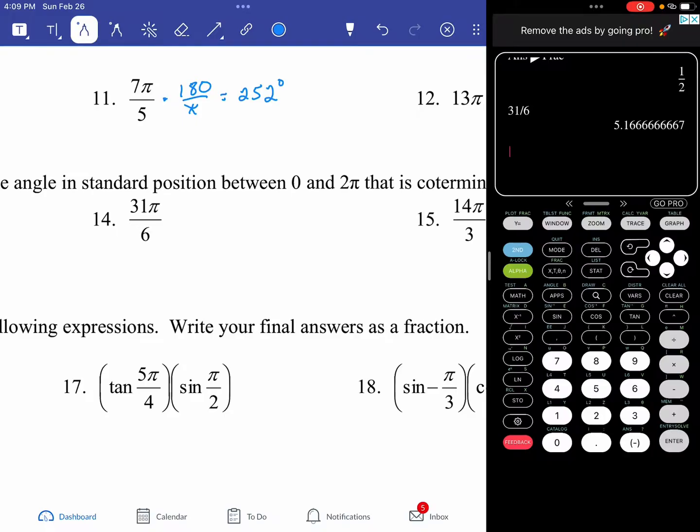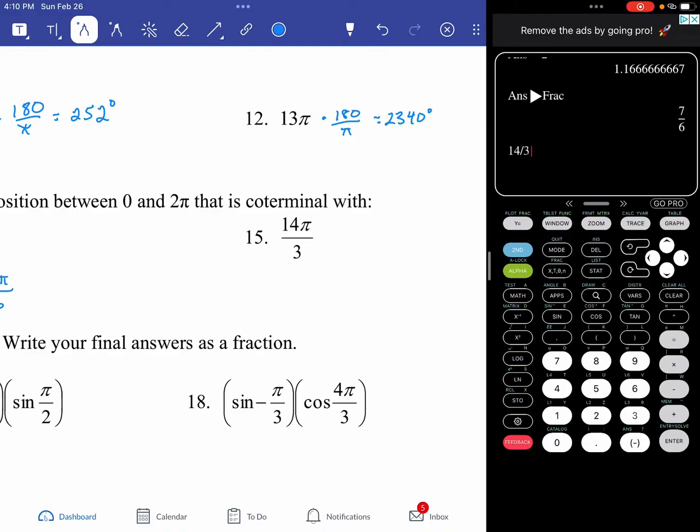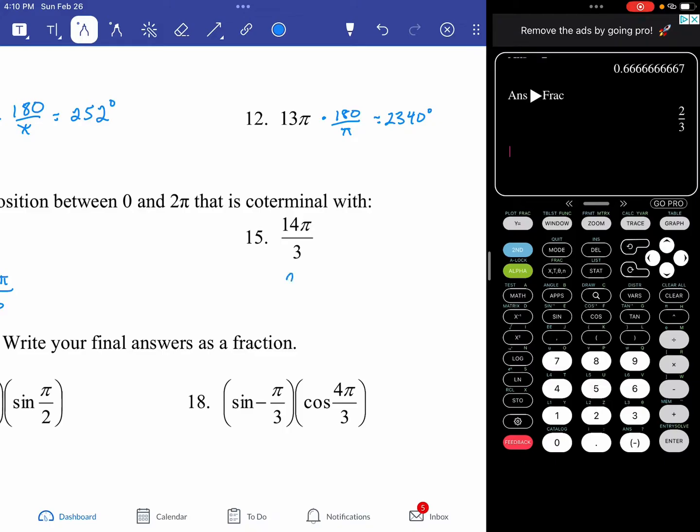We can see that is bigger than 2. So now we're going to subtract 2 until we get a number between 0 and 2. Now that's between 0 and 2. Turn our decimal into a fraction. 7 pi over 6 is our coterminal radian. And lastly, 14 divided by 3 is bigger than 2, so we subtract 2 multiple times. We get 2 pi over 3. There are our values. All right, next.